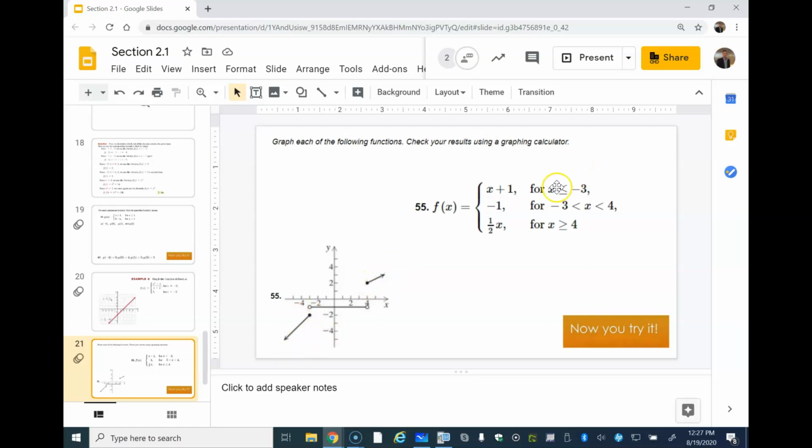So we kept this part because x is less than or equal to -3. We kept this middle part here because it's constant between -3 and 4. And then from 4 to positive infinity, anything greater than 4, that's where we keep this part. So this is what a piecewise function graph looks like.